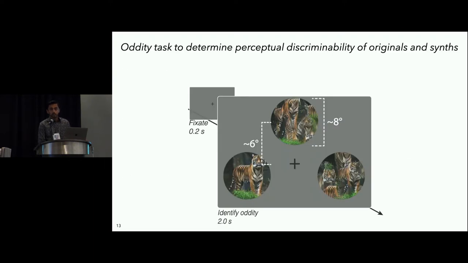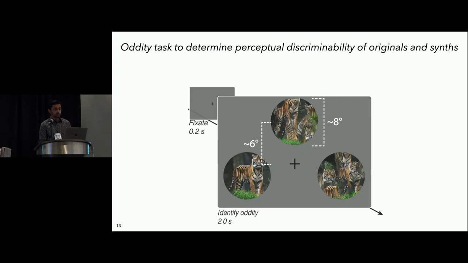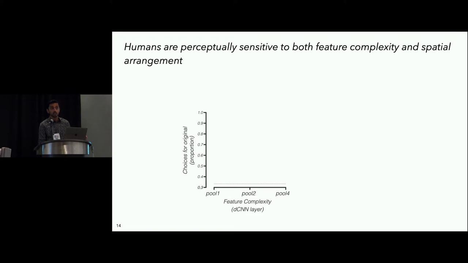So we're going to do this using an oddity task in which subjects were presented with three images. One original image containing an object and two synthesized images matched to the features of the original. And subjects in this task are just asked to choose the odd one out, the image which looks most different from the other two. So I'm going to plot the behavioral performance here now in terms of the proportion of trials where subjects correctly chose the real object image as the odd one out.